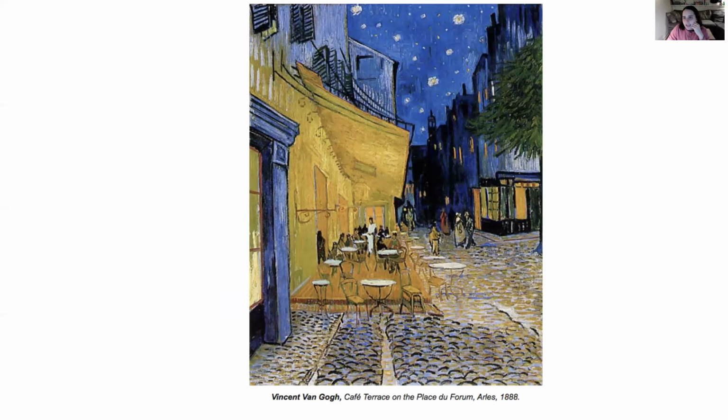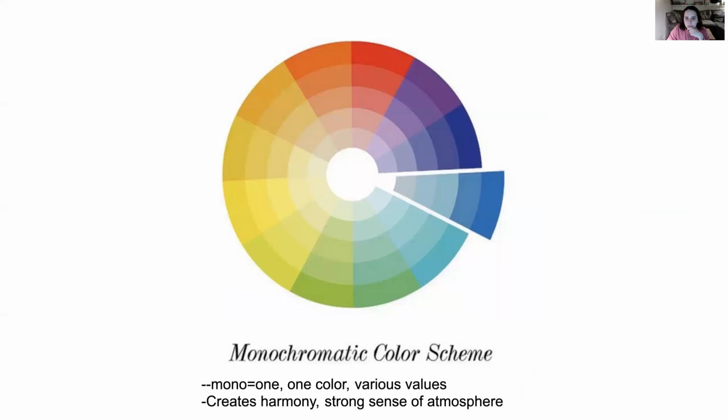And then Van Gogh again, kind of a master colorist, orange and blue. Couple other color schemes, monochromatic, that's one color. So this again, because the other colors are similar to it. So if you're using dark blue, light blue, and regular blue, they have similarities. So again, they create harmony. They can create a sense of atmosphere.